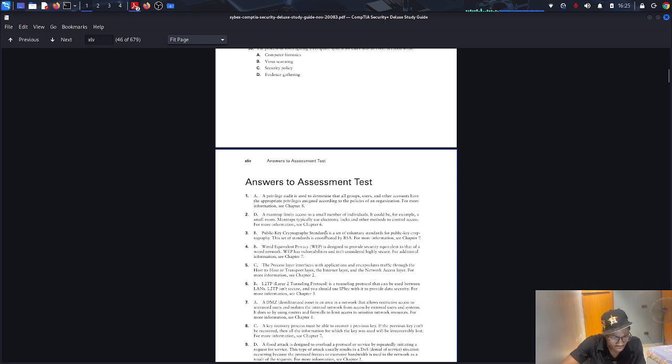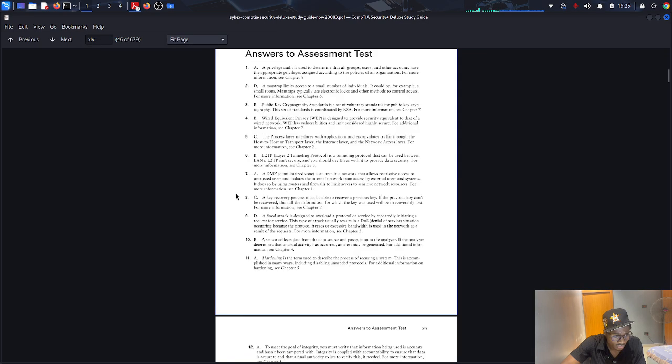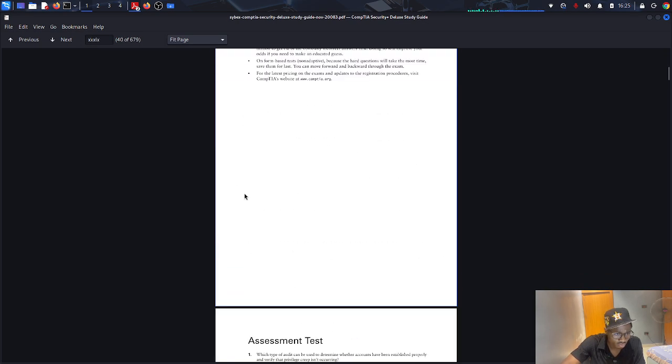Public key cryptography standards is a set of voluntary standards for public key cryptography. This set of standards is coordinated by RSA. For more information, see chapter 7. So let's see, number 4.